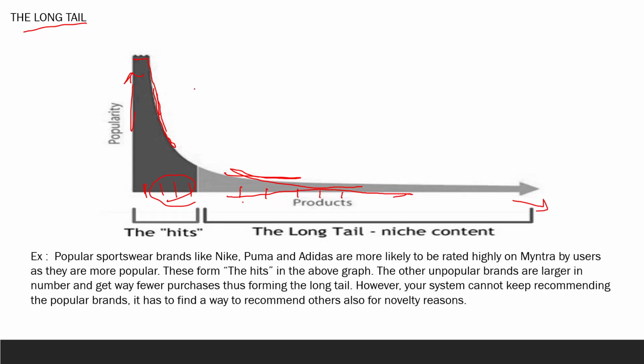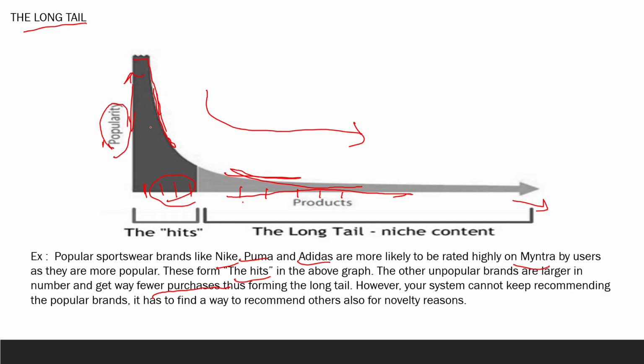That is what's forming this long tail kind of graph over here. So that's what the explanation says. Popular sportswear brands like Nike, Puma, Adidas are going to be rated highly on various applications like Myntra and so on. So these form the hits, but the other unpopular brands, which are larger in number, get way fewer purchases and they form the long tail. So the system should not end up just going by popularity and recommending only the popular brands again and again.